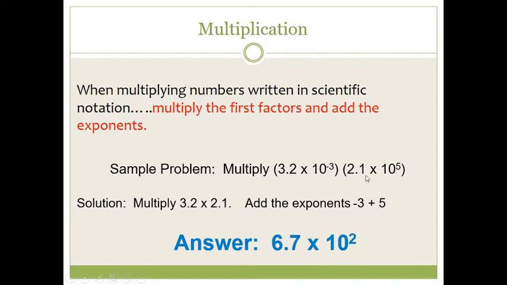And then we add the exponents. Remember our product rule for exponents is here's the same base, right? They have the same base of 10. So then I should be doing negative 3 plus 5, which is a positive 2. So now this answer is 6.7 times 10 to the second power. And so multiply in front, add exponents.